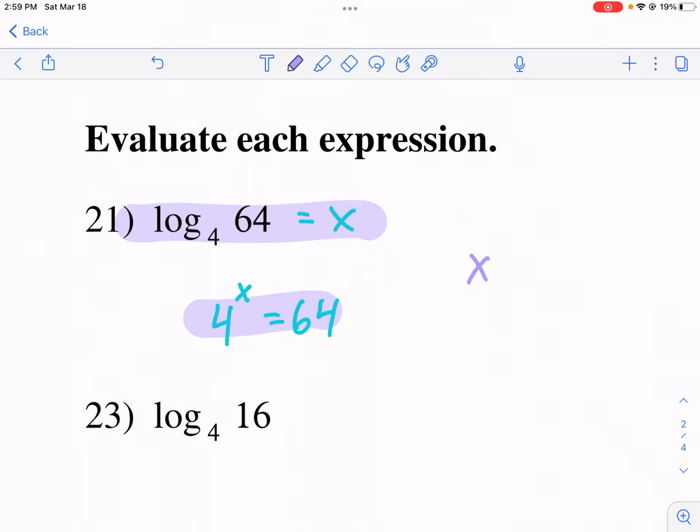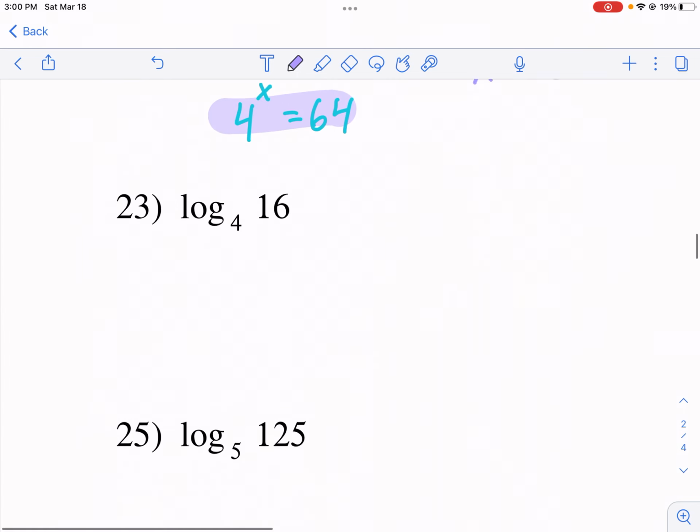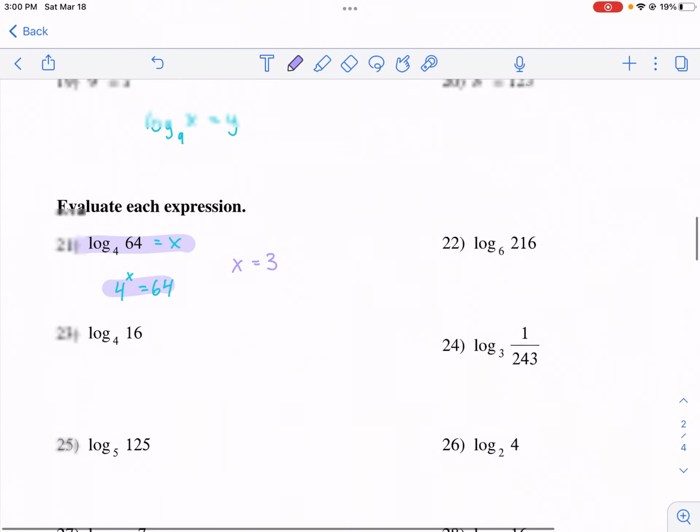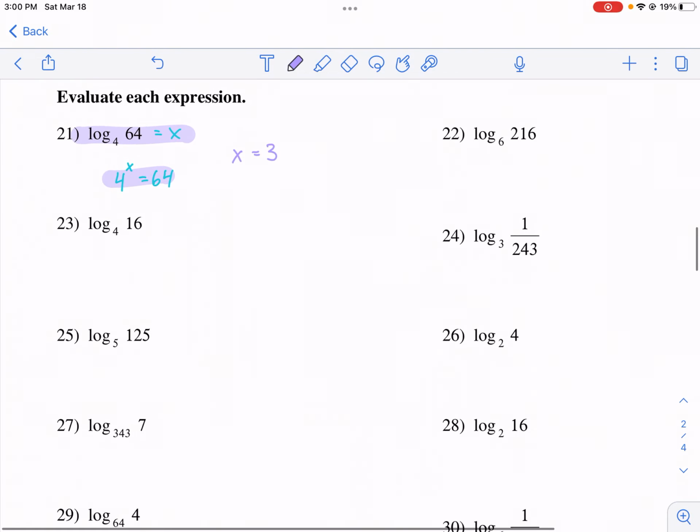Okay, so we have 4 to what power equals 64? Well, I know 4 squared is 16. If I multiply that by 4 again, so that's 4 times itself 3 times, it's going to give us 64. 4 to the third power equals 64. Let's just keep going down the left side. Let's see the right side too. Yeah, let's go to this one.